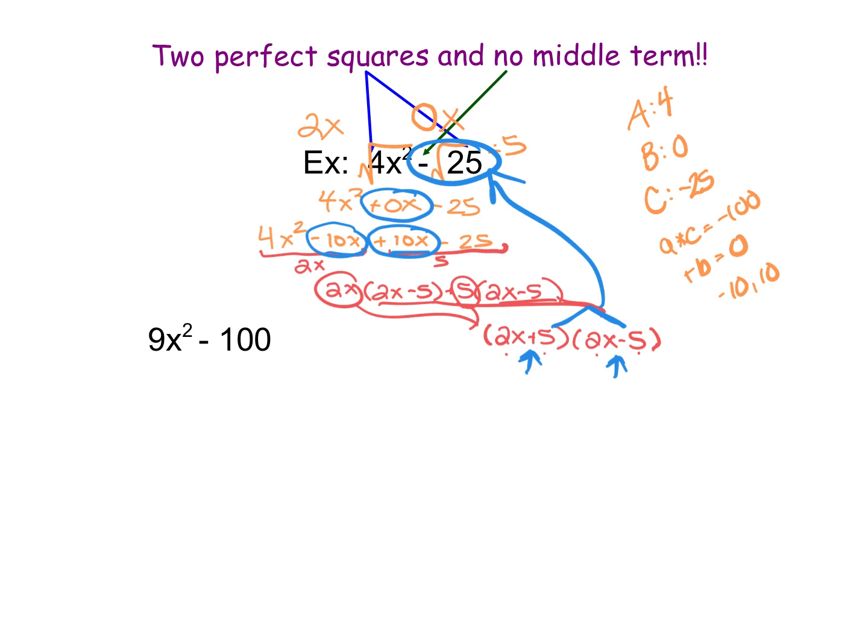Now, to show you this pattern in action a little bit more quickly, if we square root 9x squared here, we're going to get 3x. If we square root 100, we get 10. Because I notice I have a b term of 0x in the middle, that tells me I'm going to have one positive and one negative. So if I jump to my factored form here, we have 3x plus 10 and 3x minus 10. One of each, so that if I were to multiply things out and factor the longer way, I would have two terms in the middle that cancel each other out.